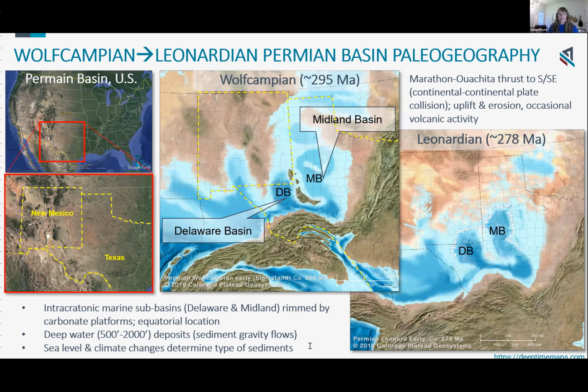And of course, the sea level and climate changes definitely determine the type of sediments. And you can kind of see that difference here. If you look at early Wolfcampian versus later in the Leonardian, we have differences in paleogeography and a little bit of a difference in sea level.